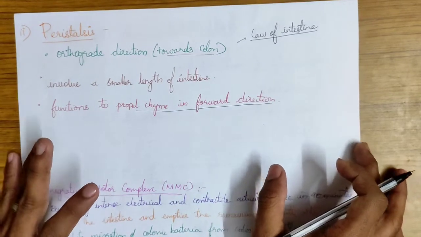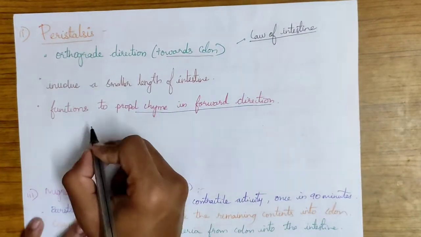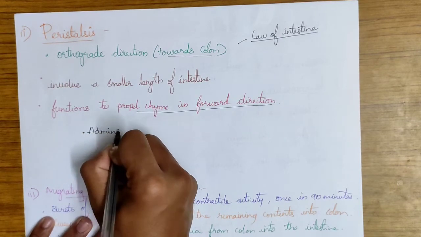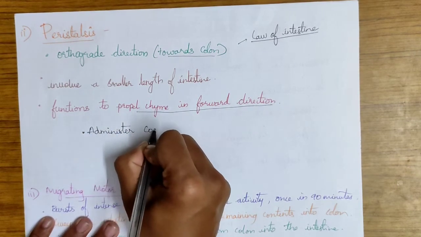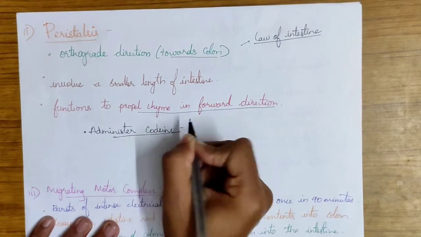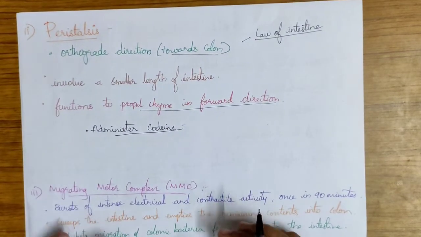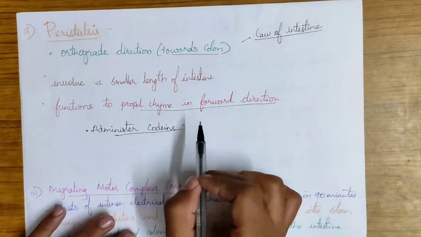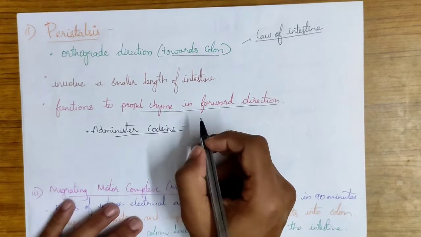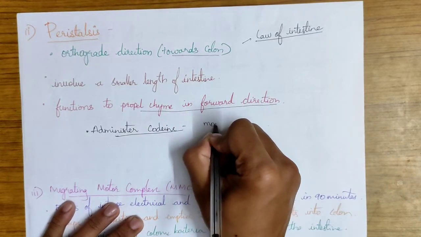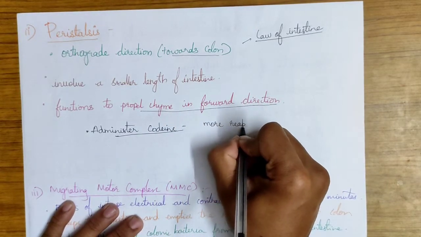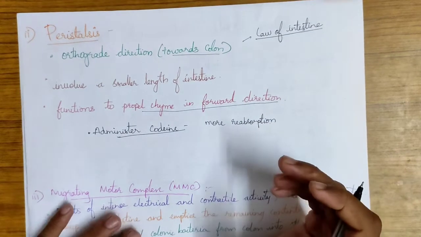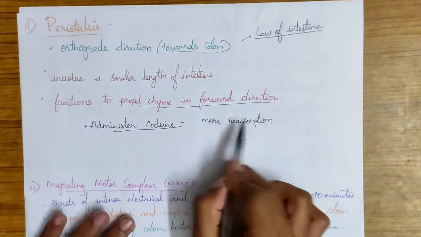So what is the clinical significance of this peristalsis? Actually, when you administer codeine, it decreases the peristalsis process. So when the peristalsis is decreased, the propagation of the chyme will be decreased. So therefore, there will be more reabsorption, and the quantity of the stool will be decreased as there will be more reabsorption.